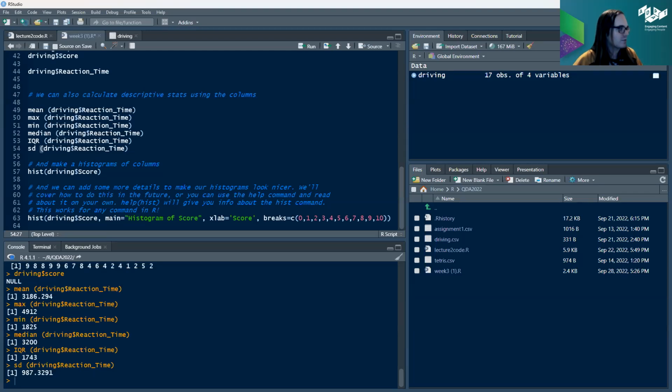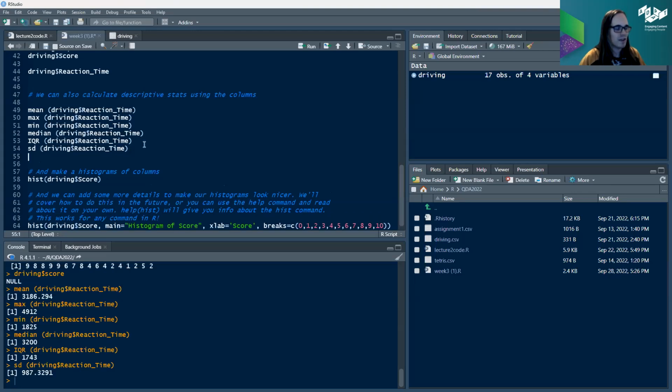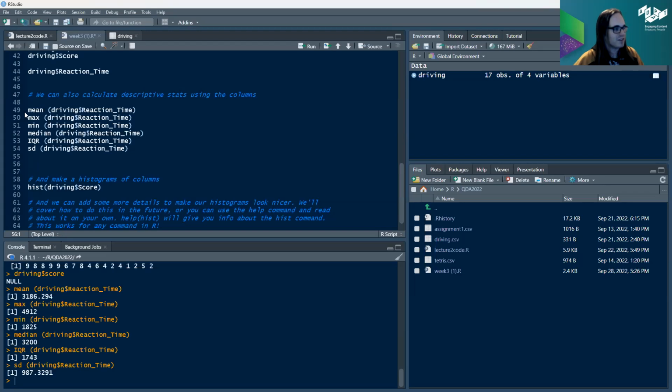So that's all of our descriptive statistics. I will give you some code in a week or two to get all of these done at the same time, if you just want all of these descriptives run at once. But it is fine to run them all on one line.